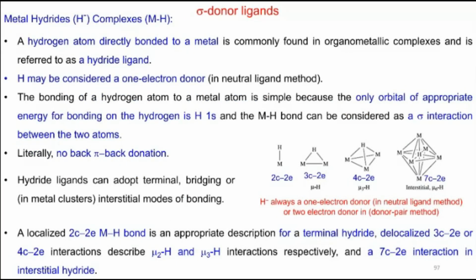7 or 8 metal centers, but whatever it may be, the hydride ligand actually has only one electron. Therefore, it is a one electron donor by the neutral atom method. If you talk about the donor pair method, it's 2 electrons. Even if it bridges any number of metals, no problem, it will occupy only 1 electron as per the neutral atom method.